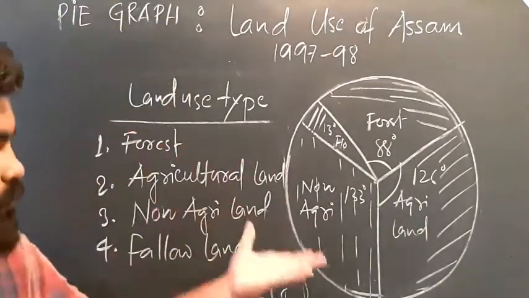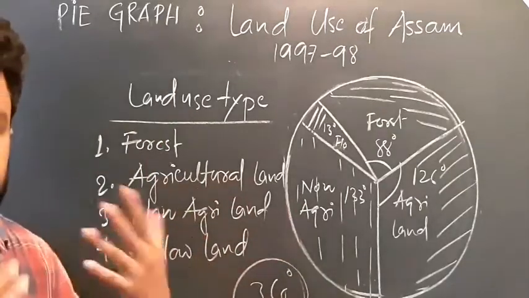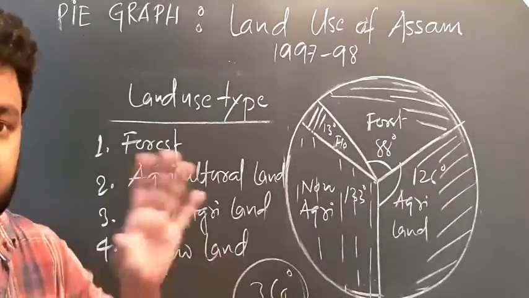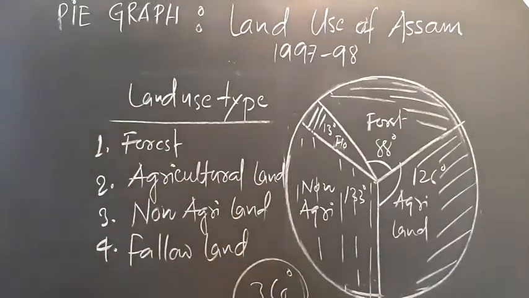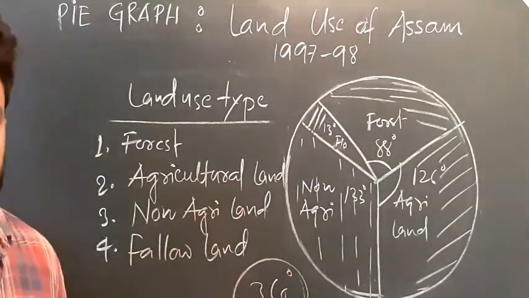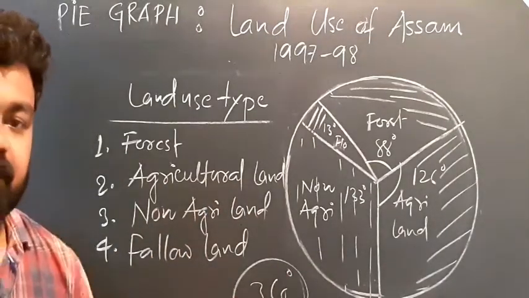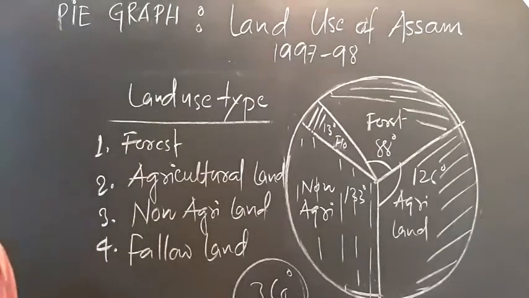So with this diagram, it is very easy to show the land use pattern, or whatever data is related to geographical phenomena, right? So I think, students, you have understood everything. If you have any query, you can give it in the feedback session. This is the end of the chapter up to here.